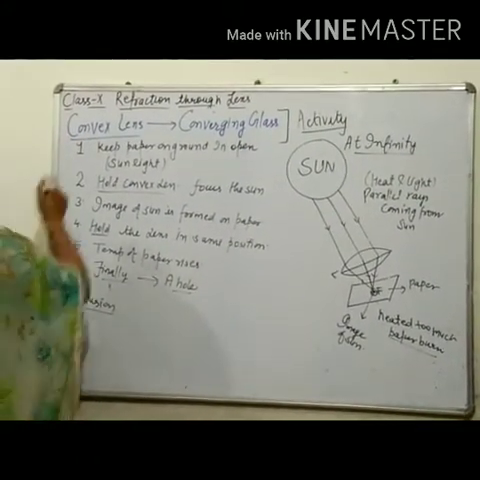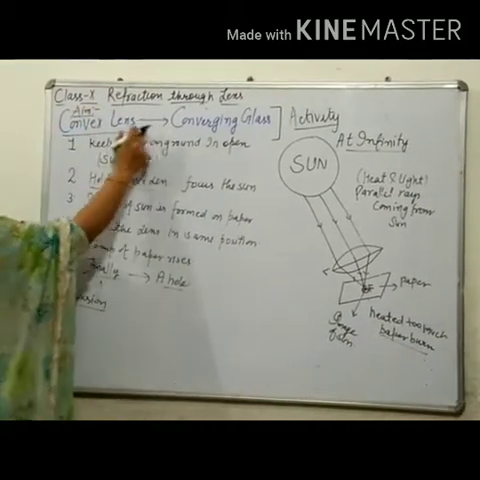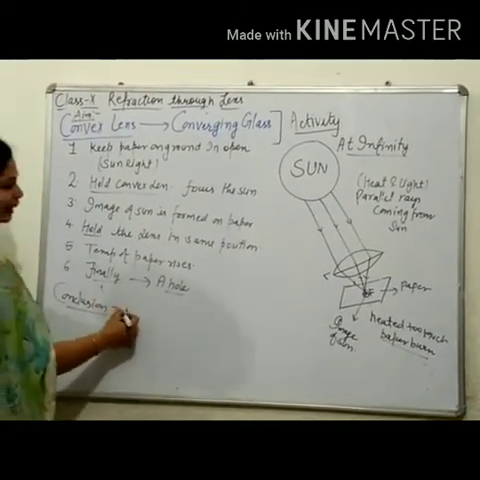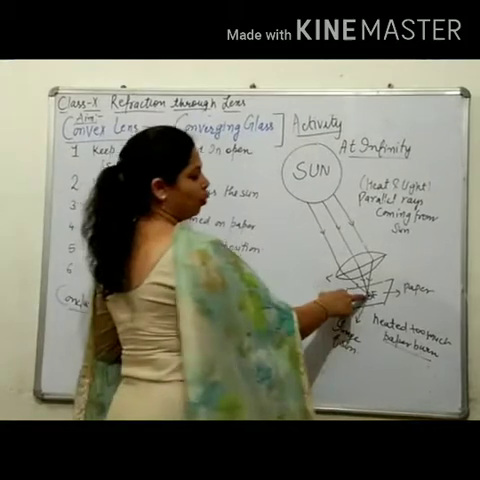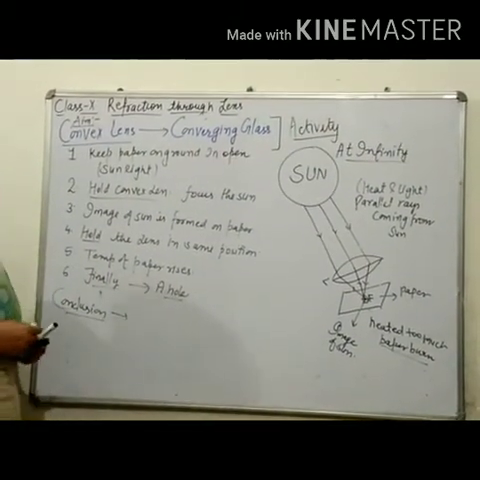So what was our aim? It is clear to you. The aim was: a convex lens is a converging glass. What is our conclusion? Temperature rises too much, a hole occurs, showing the converging nature. So that's all about today's activity.